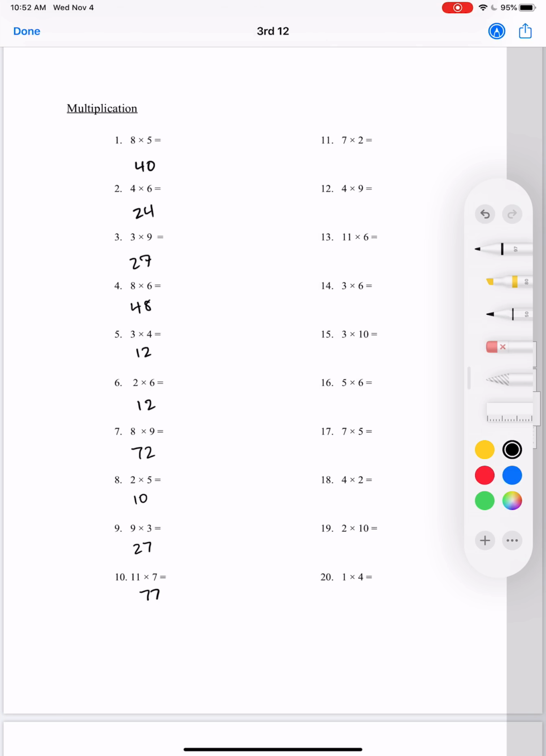77. 14. 36. 66. 18. 30. 30. 35. 8. 20. And 4.